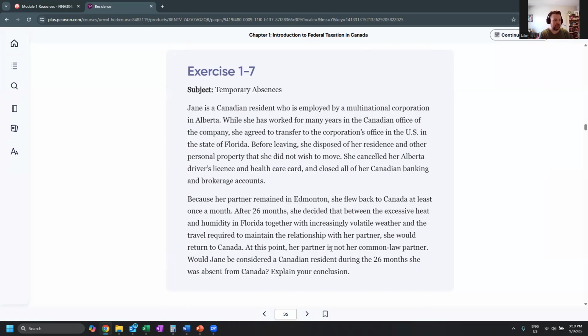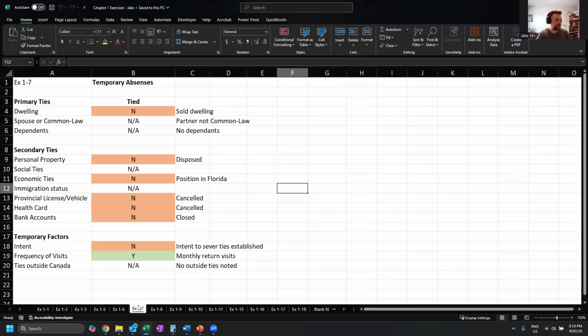At this point, her partner is not her common law partner, which means they aren't married and they didn't live together long enough to be considered common law. Would Jane be considered a Canadian resident for the 26 months she was absent?